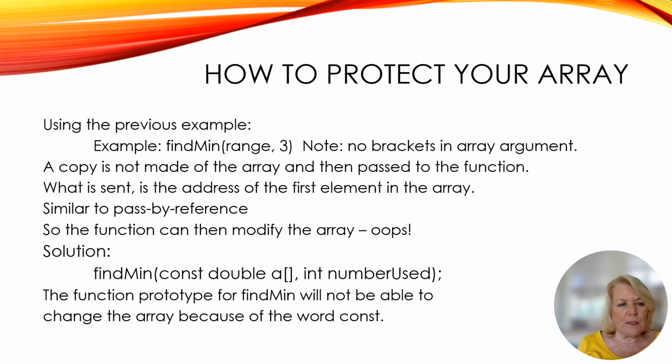You can see in this first example, we have findMin, and we give it the name of the array, which is range, and there are 3 elements. So it's giving it the address of the first element in the array range. In the solution at the bottom, for findMin, we put const in front of that array, and then it's going to be a double, and then A would be any array that was passed to the findMin, and then the number of elements. This would be the function prototype for the findMin that's going to receive an array.